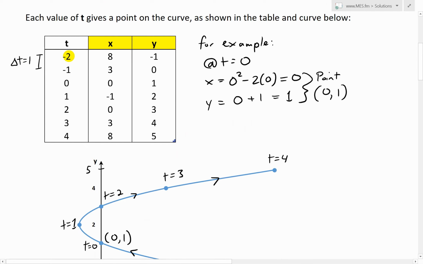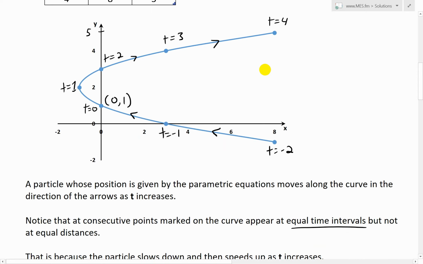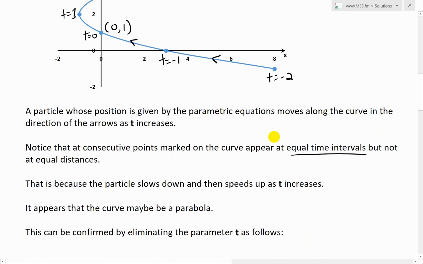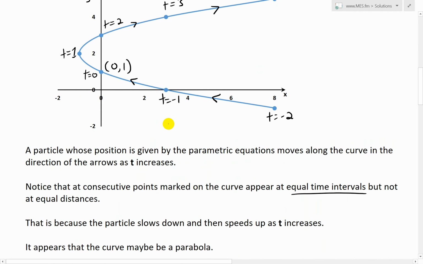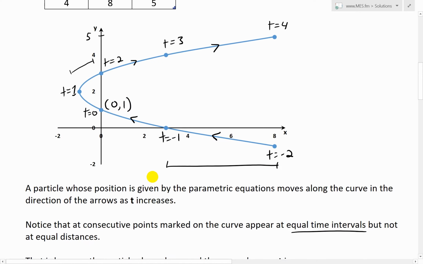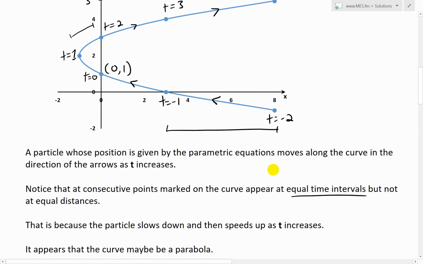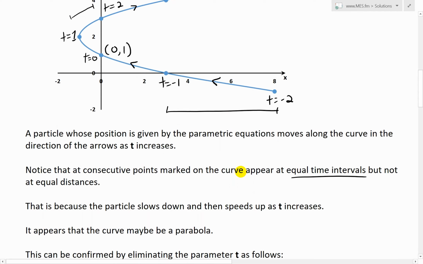Every single one, -2, -1. So even though they're all separated by the same time intervals, they are not separated by equal distances. For example, this one here is separated by this much distance, but from this point to there is separated by a smaller distance. But at the same time, the time is the exact same for both distances.